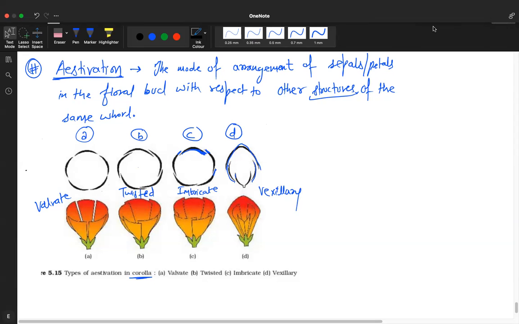And now write down what valvate means. Valvate is when sepals or petals just touch each other at the margins. When petals and sepals just touch each other at the margins, as you can see here in this case, without overlapping.